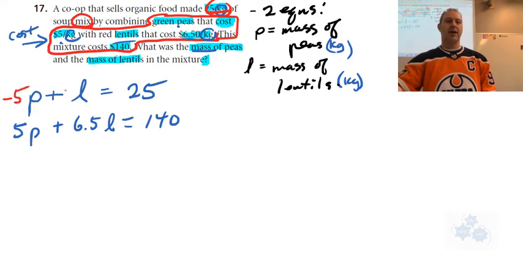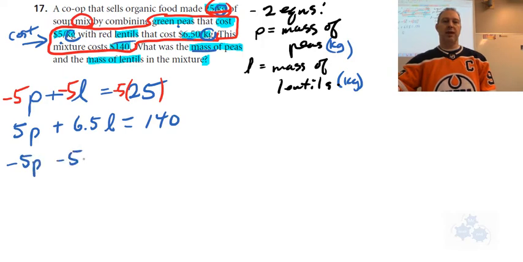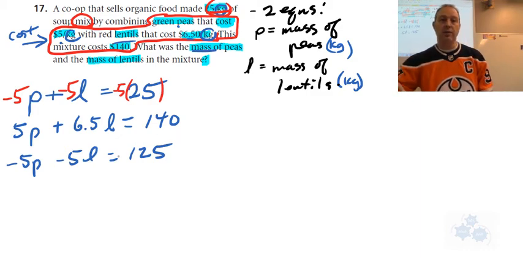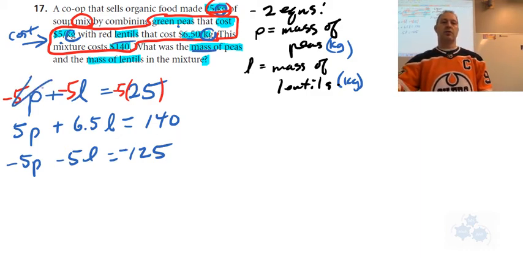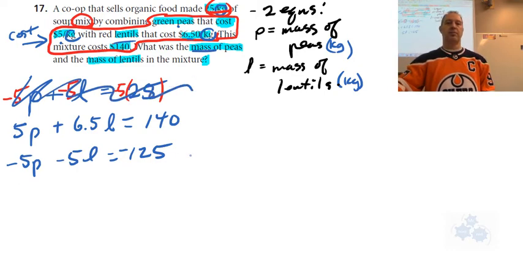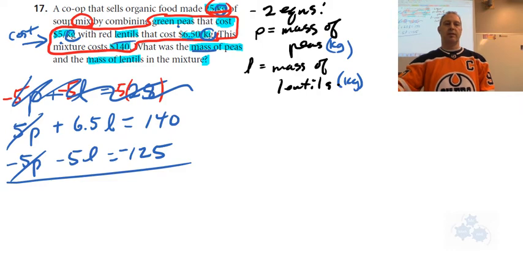-5, yes. -5. So it's going to be -5P, that's going to be -5L, and that's going to be -5 times 25. So let's just write that up. We got -5P minus 5L equals -125. Okay? So this first equation is changed into this one. Okay? Does that look good for everybody? All right, then we'll add to eliminate. So these are gone. 6.5 minus 5 is positive 1.5L. 140 minus 125 is 15.